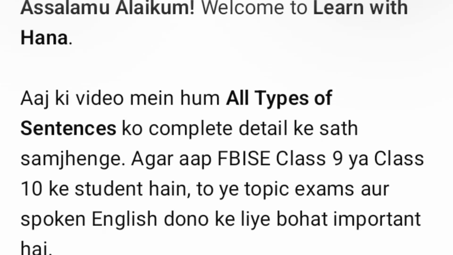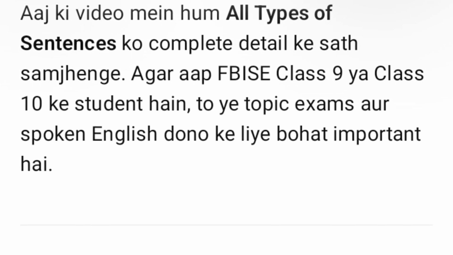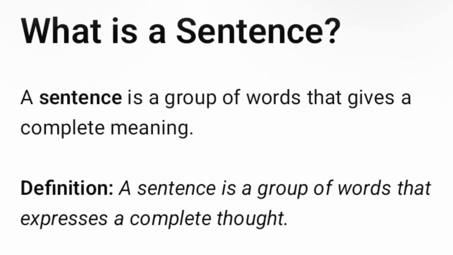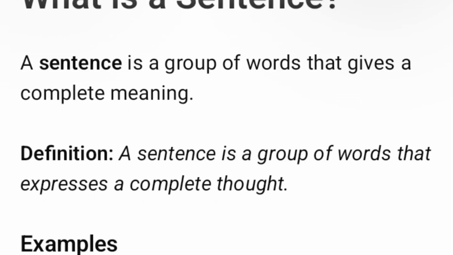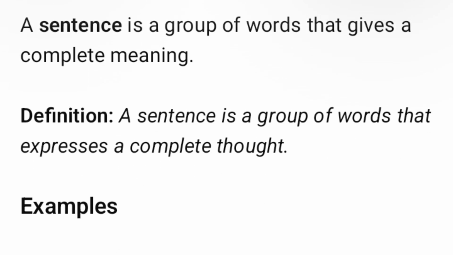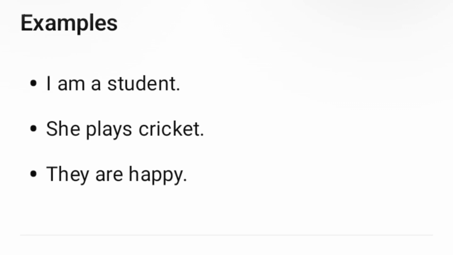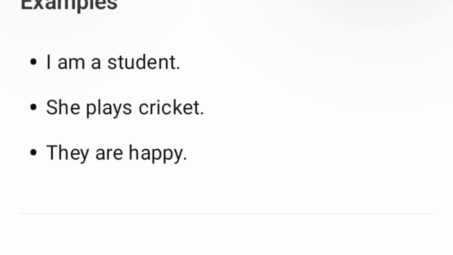आज की वीडियो में हम all types of sentences को complete detail के साथ समझेंगे। अगर आप FBISE Class 9 या Class 10 के student हैं, तो ये topic exams और spoken English दोनों के लिए बहुत important है। What is a sentence? A sentence is a group of words that gives a complete meaning. Definition: a sentence is a group of words that expresses a complete thought. Examples: I am a student, she plays cricket, they are happy.